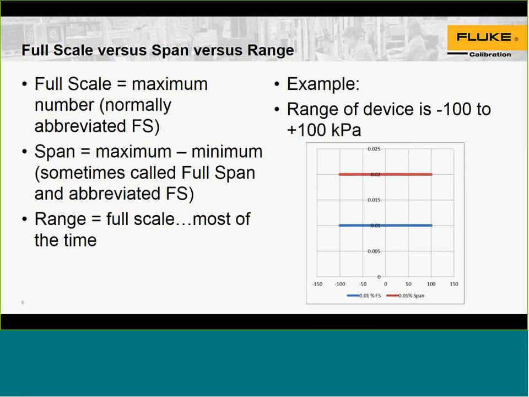Here in this plot is the full scale and full span. If I had a percent of full scale device, 0.01% of full scale would yield the blue line, which is 0.01 kPa. But if it was based on the span of this device, negative 100 to 100 kPa, the span is actually 200 kPa, which would yield 0.01% times the span of 200 kPa, which would be 0.02 kPa. So it was double the specification if you weren't sure whether it was full scale or full span.